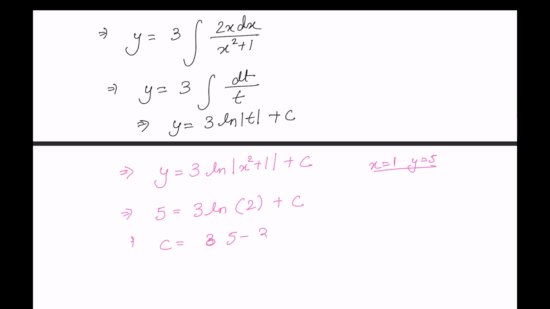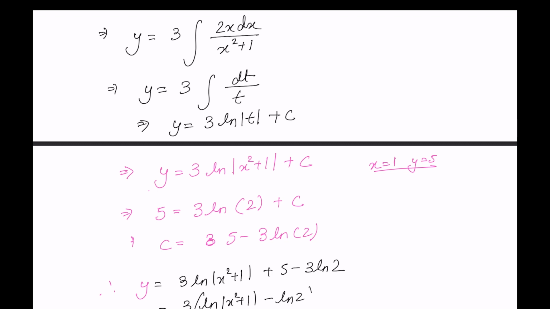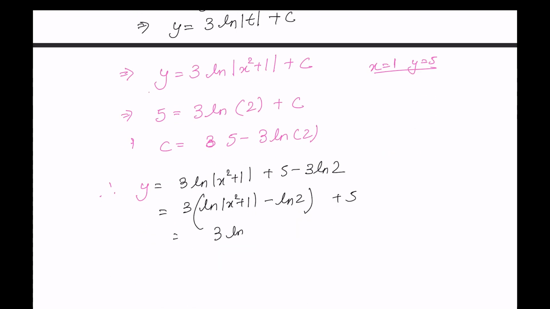Now if I substitute the c back in the original equation, our equation will be y equals 3 ln of x square plus 1 plus 5 minus 3 ln 2. Now I can take out the 3 common, and it will become ln of mod x square plus 1 minus ln of 2 plus 5. So this can be written as 3 times ln of (x square plus 1) by 2 plus 5. This is y, and this is our final answer to question 4.